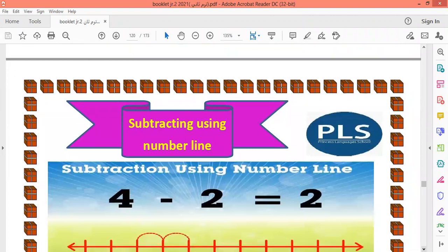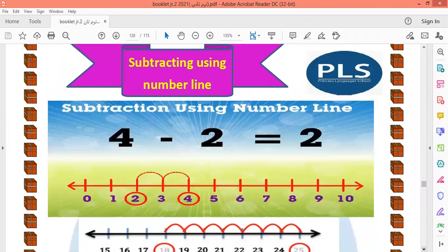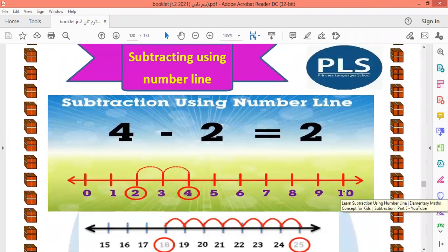The second lesson, subtracting using number line. When we subtract here, we start with the greatest number. We have here 4 minus 2, so we go to the number line and circle number 4. After we circle 4, we count back 2. 1, 2, we reach 2. So 4 minus 2 equals 2.